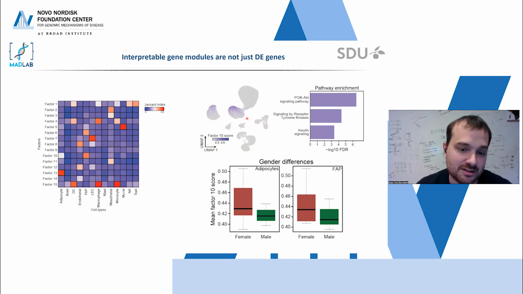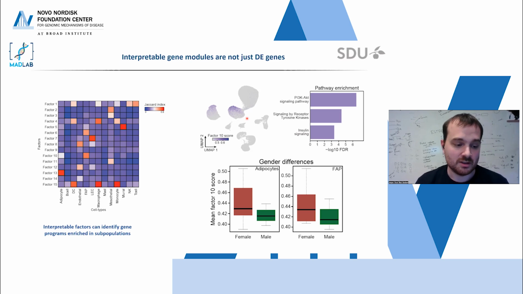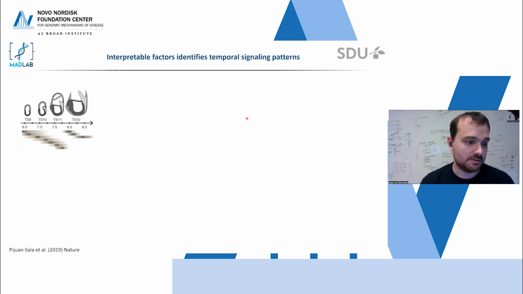So not only can we find these highly consistent genes, but we can also find factors that are not conforming to this notion of having distinct cell types. So factor 10 here is not only not enriched in only one cell type, but it's also only enriched in subsets of cells within two different cell types. So that would have been difficult to identify using traditional DE analysis, looking for genes that are enriched in an entire cluster.